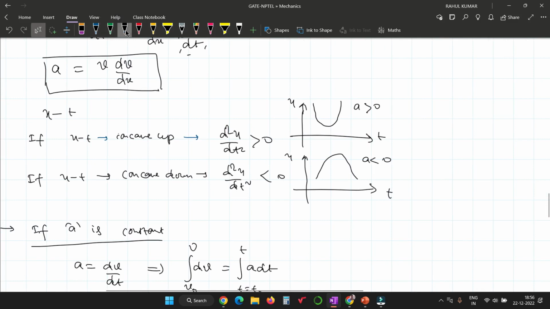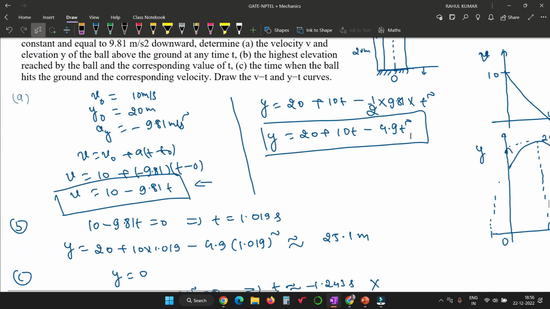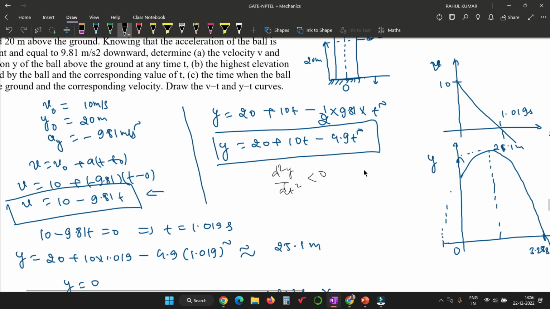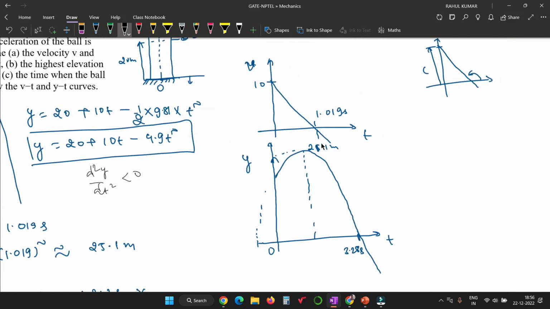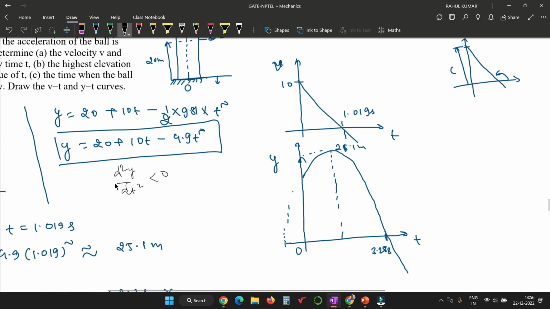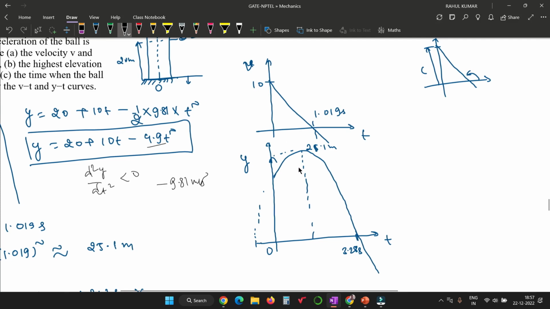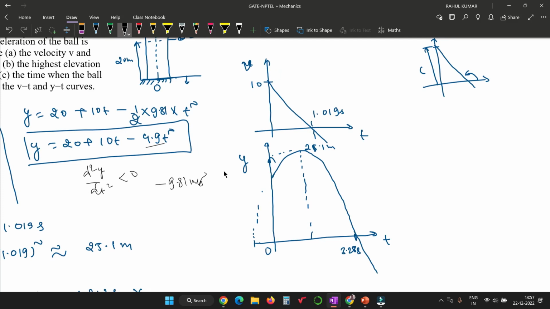No, in this problem's case, acceleration was negative. Not x, I mean here y, when you differentiate two times this equation. When you differentiate two times, you have to determine d2y by dt square and you will get a negative value, which means the slope is decreasing. That's obvious. I mean, d2y by dt square is constant because that is minus 9.81. And that is nothing but the constant acceleration. In every case where the acceleration is negative, you will get the same result.